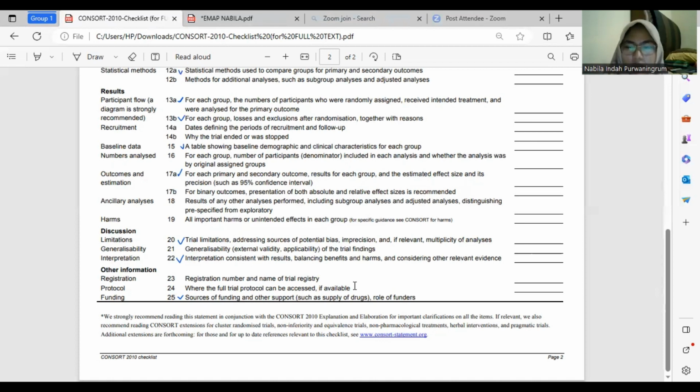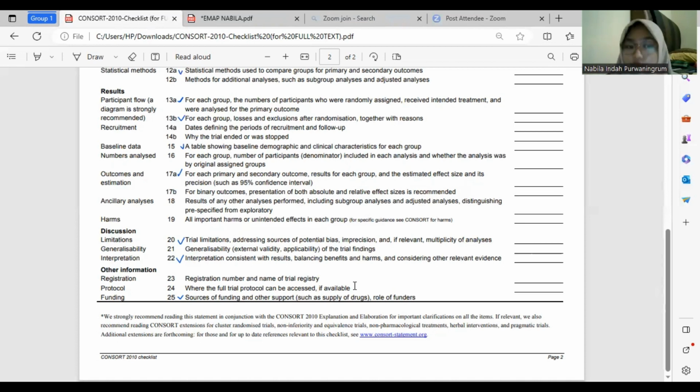Next is the protocol, labeled number 24, where the full protocol can be accessed, if available. Unfortunately, again, in this article we don't have the full protocol or the full systematic protocol used in this research, because it's not stated in the article itself. So we couldn't find anything about the protocol.